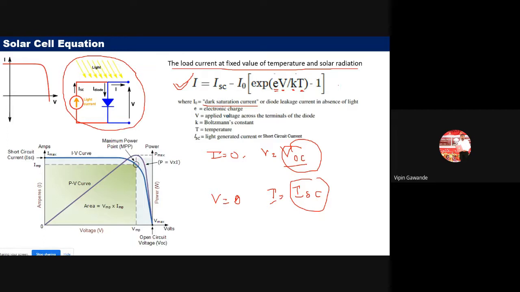Now the maximum power point is obtained here. So that is the ideal maximum power. P max is equal to VOC multiplied by ISC. So this is the ideal maximum power.